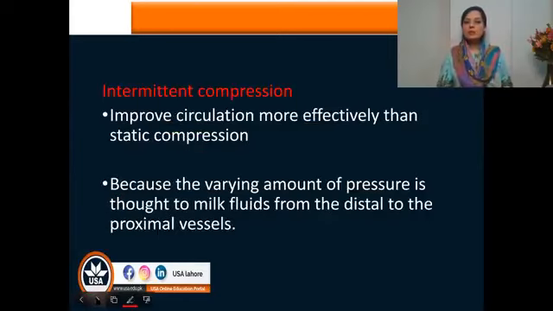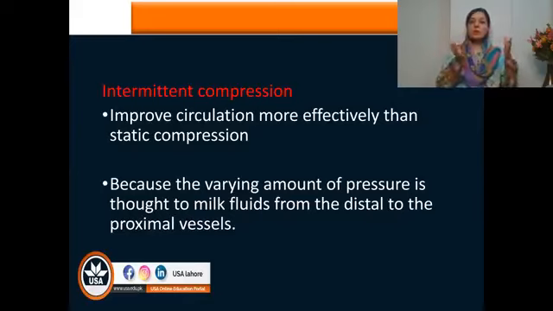The next is intermittent compression. As we said, there are two types of compression. So let me explain the main difference between static and intermittent compression, and how they are significantly different from each other. Long story short, static pressure is basically constant. Coming towards intermittent pressure, it is going to give you a rest interval.